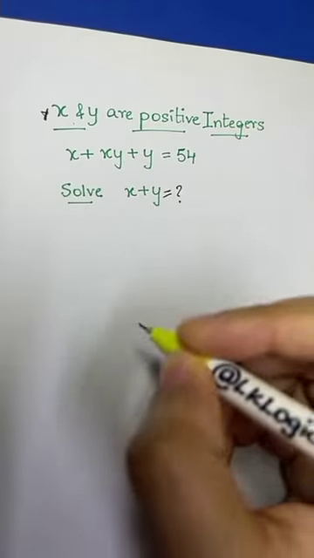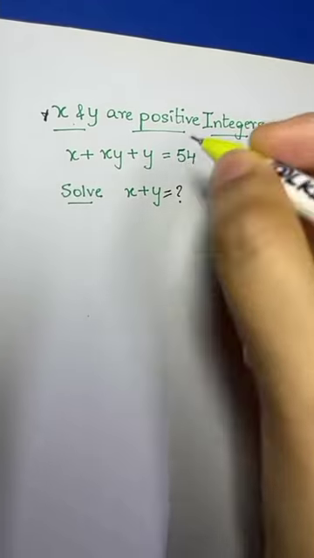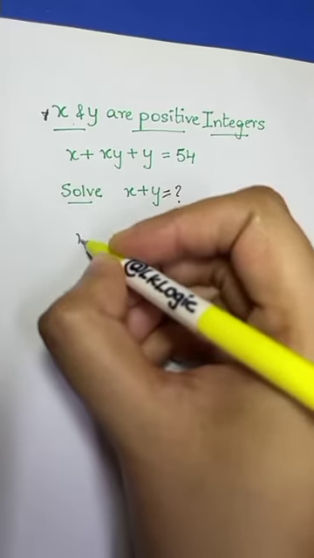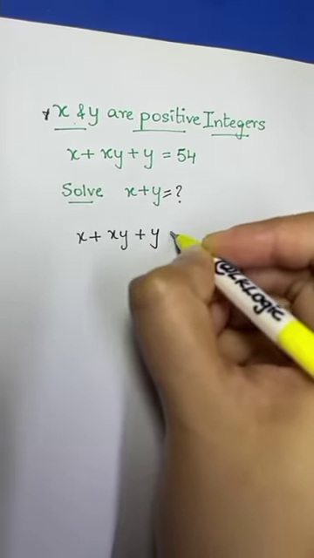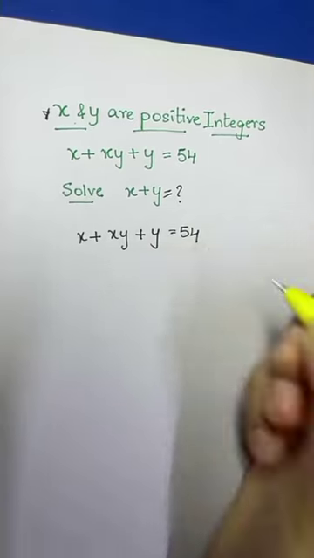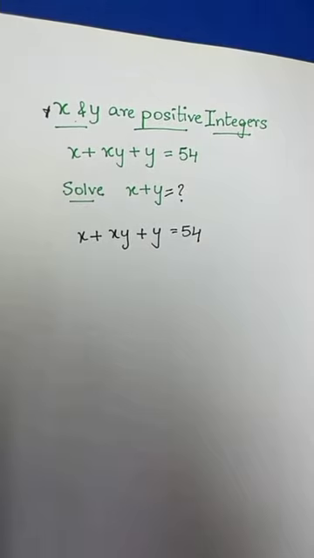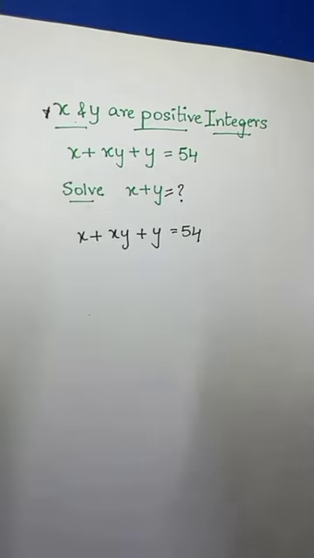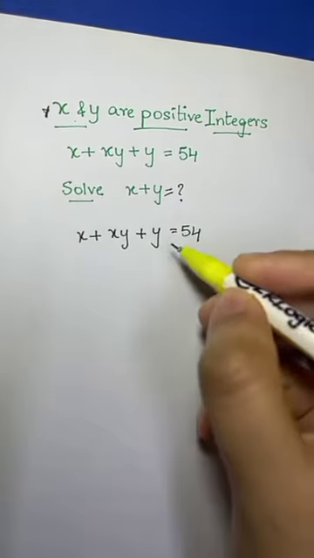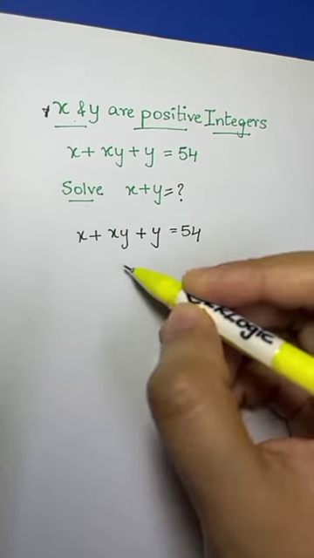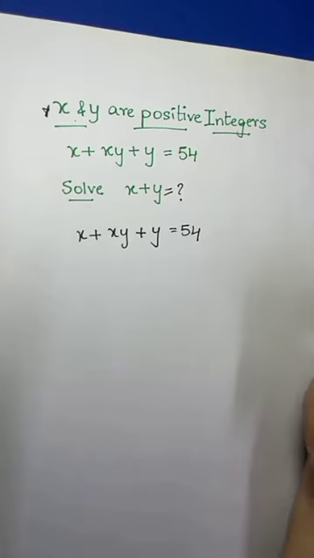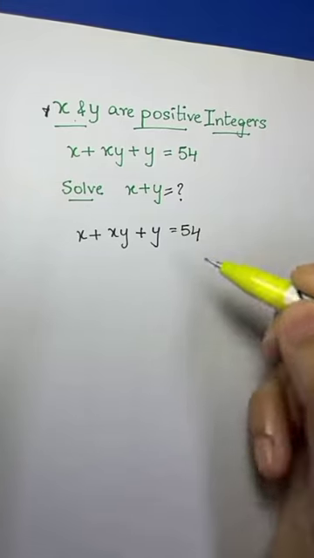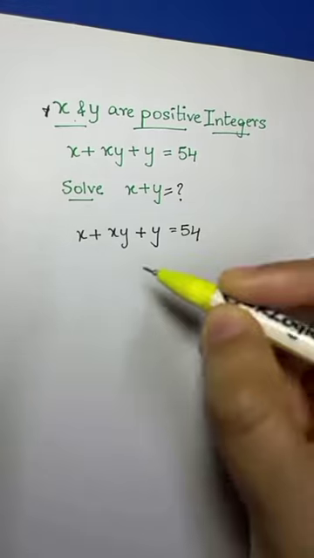Okay, we have the equation. Now let's solve for that. How would we solve it? x plus xy plus y equals 54. So we have two variables in this, x and y. What is the first step we think of doing? Let's try to factor it. What comes to our mind first is to factor that. So let's find the factors.